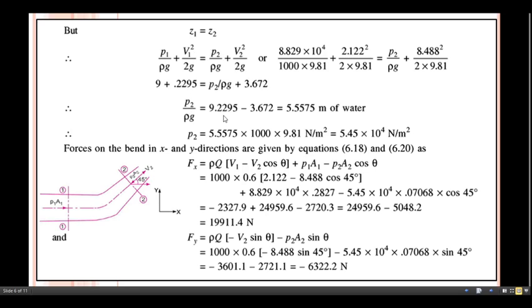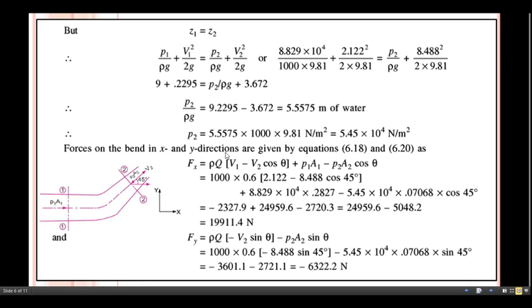Now substitute everything. Here the value for the pressure P2 is unknown with us, so do the calculations. The pressure head P2 divided by rho g can be calculated, and we can get that value as 5.5575 meter of water. Now we know the value for rho in case of water is 1000 and g is 9.81. Substitute everything here and get the value for P2. After doing the calculation, we get P2 as 5.45 into 10 raised to 4 Newton per meter square.